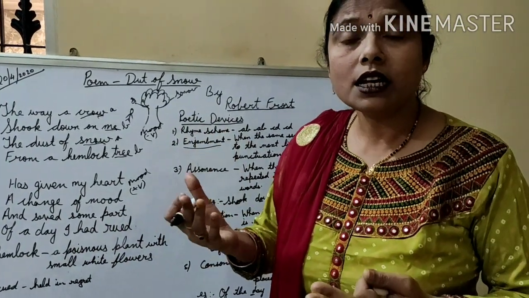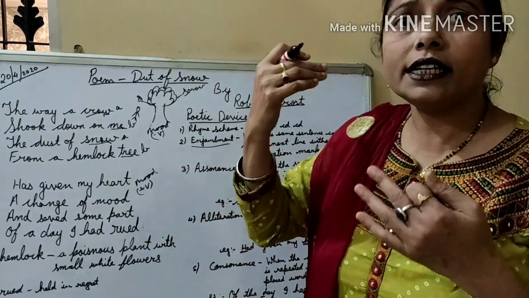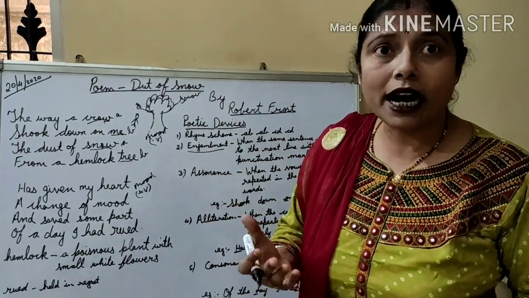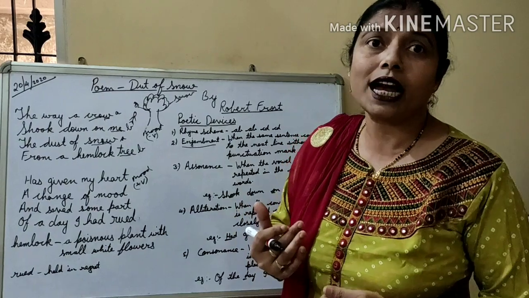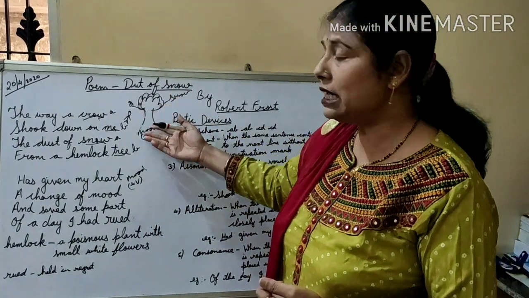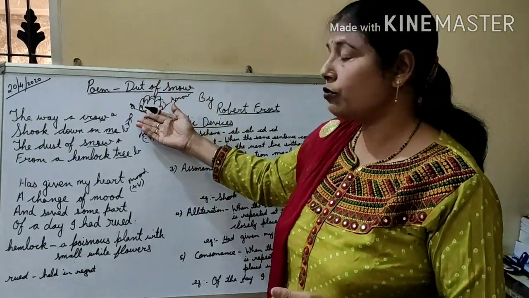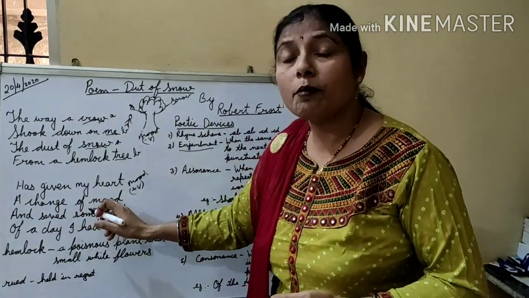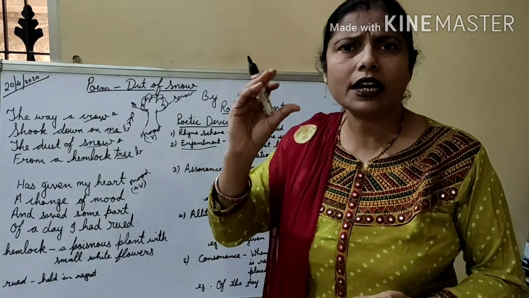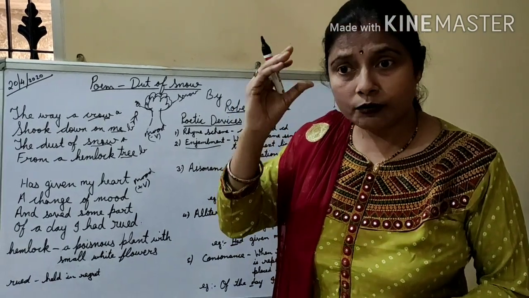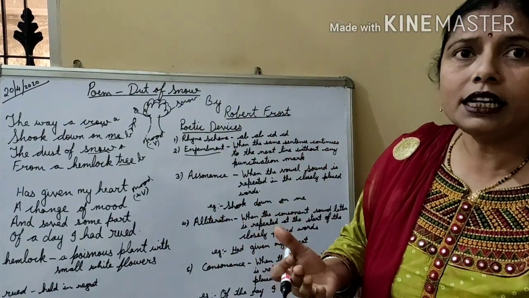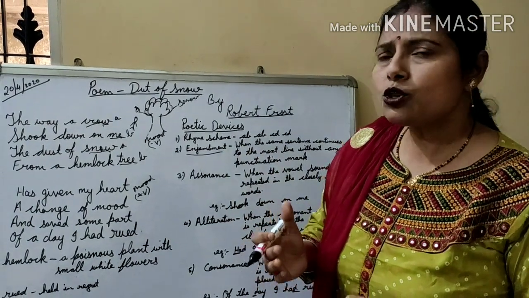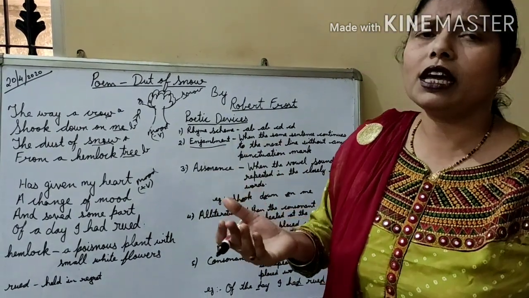I had rued means in the past when he had done something, or he had some bad feeling, he had a regret for that. So after this incident, when that snow had fallen on his head, he tells that and saved some part. The part which he had rued, which he had lost in his sadness, had saved that part. So he tells that nothing we can change it.